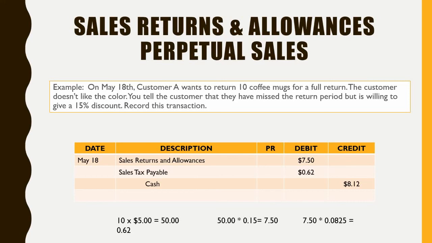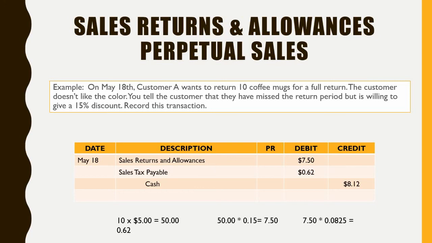Now in this case, we convinced the customer to keep the product. Because they missed the return policy date, and we gave them a 15% discount and they're satisfied, do we need to return the items to our inventory? No. There's no need for a second entry here because the product never came back to you. So in this case, that's how you do this one.